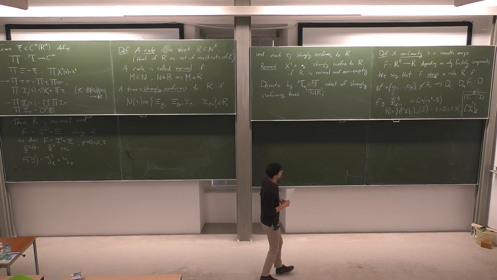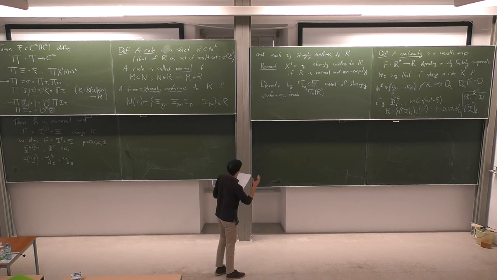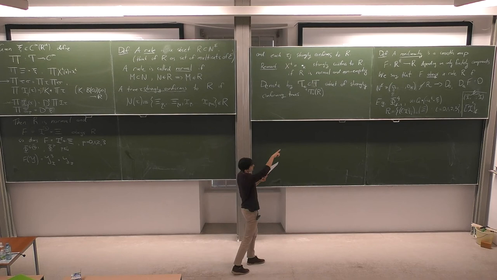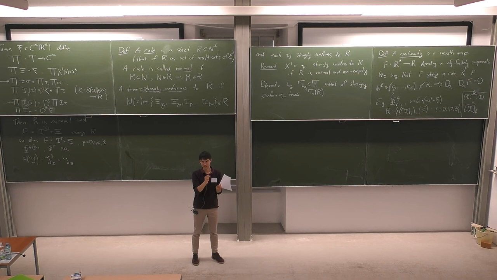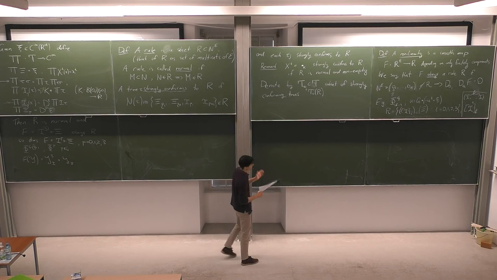That's the empty multiset. So the empty multiset inside of n to the power of the edge sets would just be the zero multi-index, the empty multiset.